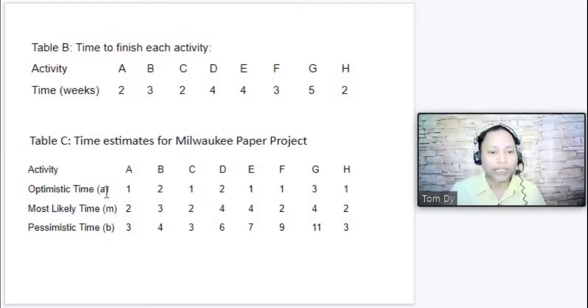So for the optimistic time for A, we have here 1. For the optimistic time for B, we have here 2, 1, 2, 1, 1, 3, 1 for the succeeding activities. For the most likely time, we have this one, and then for the pessimistic time, we have this one. Now, if you have noticed, we rearranged this in a horizontal form, but later on we will arrange this in a vertical form.